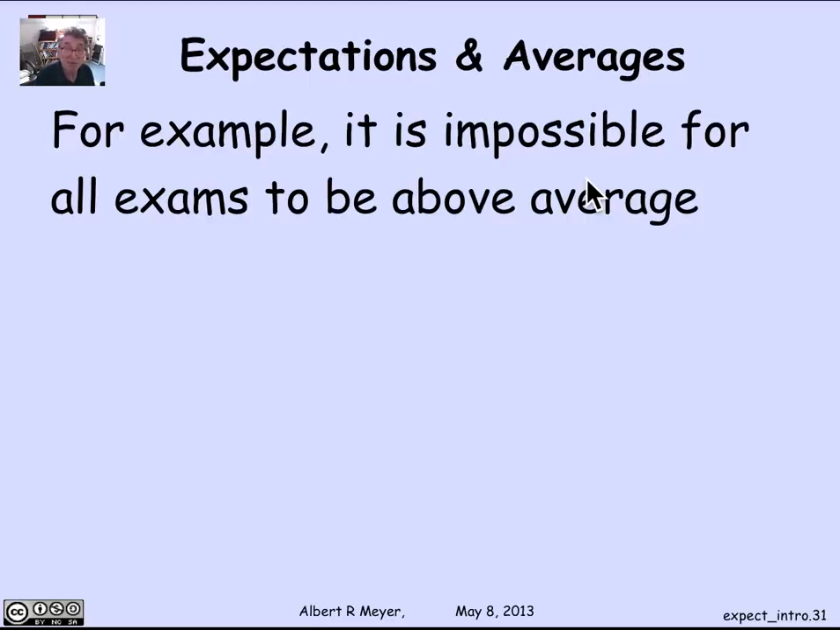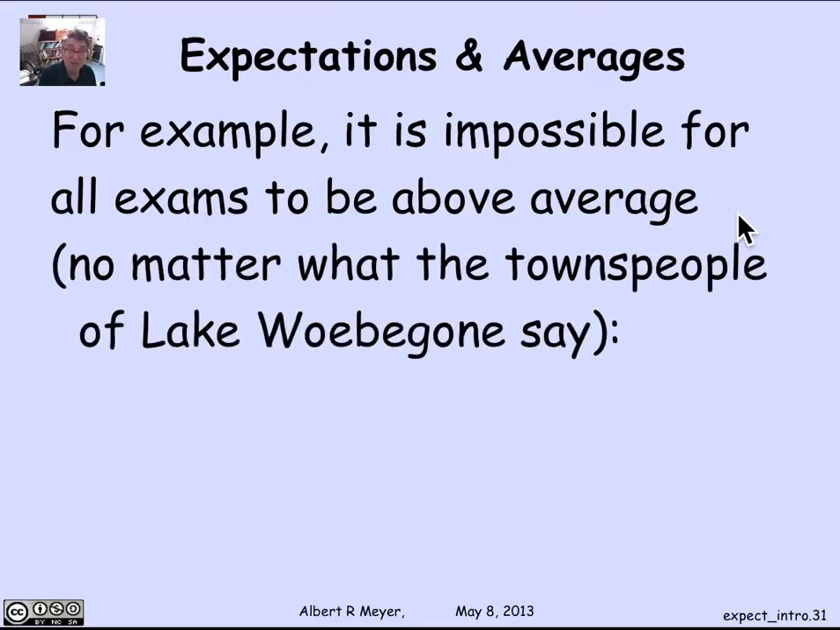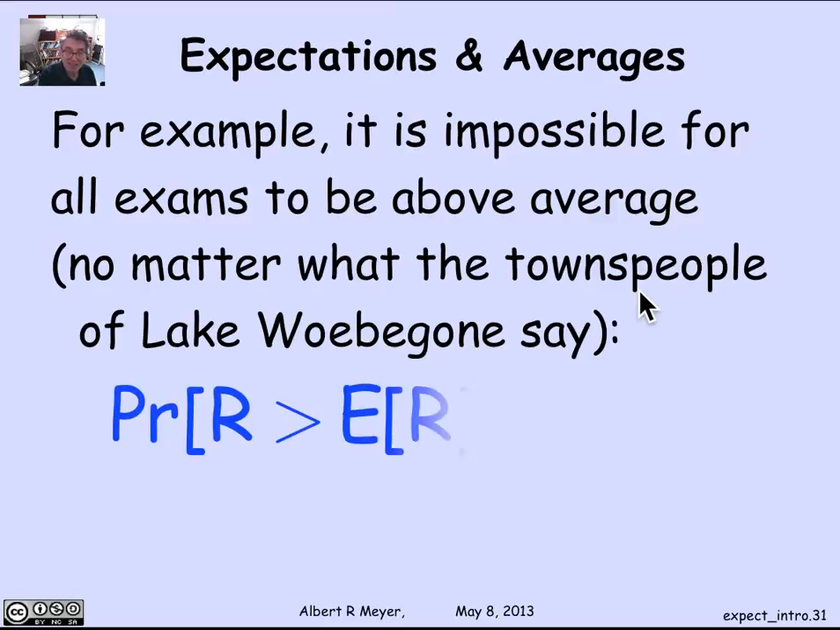It's obviously impossible for all the exams to be above average. Yeah, because then the average would be above average. That's absurd. So if you translate that into a formal statement about expectations, it translates directly. By the way, I don't know how many of you listen to the Prairie Home Companion, but one of the sign-offs there is at the town of Lake Wobegon in Wisconsin, where all the children are above average. Well, 'tain't possible. That translates into this technical statement that the probability that a random variable is greater than its expected value is less than 1.